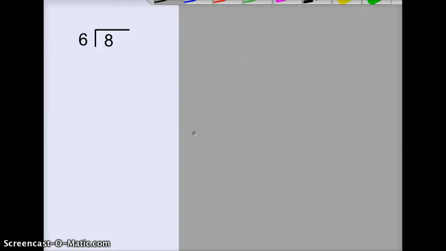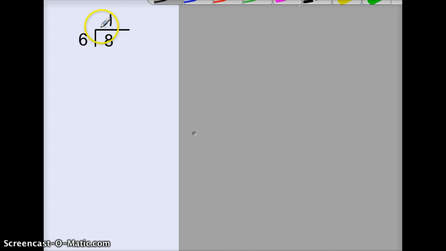What I'm going to do is ask myself how many times 6 goes into 8. And that answer of how many times it goes into 8 will go right above the 8. So in this case, 6 goes into 8 one time. However, it does not go in equally. We have something left over.